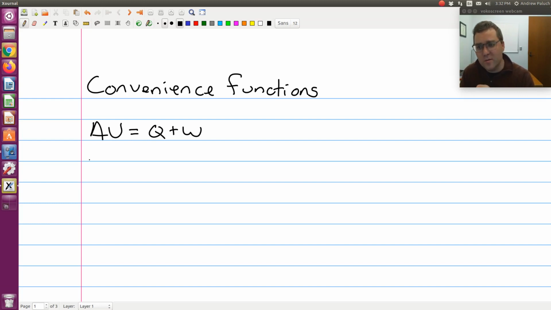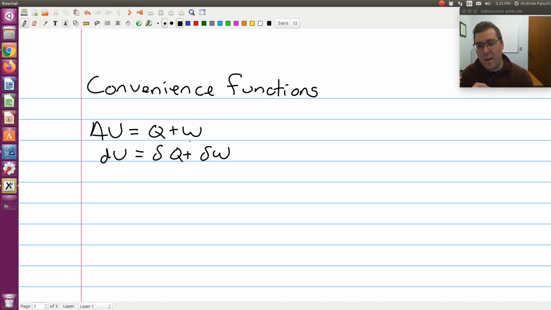In its differential form, I can write this as the differential of U, dU, the differential of my state function, is equal to δQ plus δW. Where now these are curly deltas, these are the differentials, so it's this infinitesimally small change in my path function, Q, and my path function, W. Okay, cool. So this is the differential form of my first law of thermodynamics for closed systems.